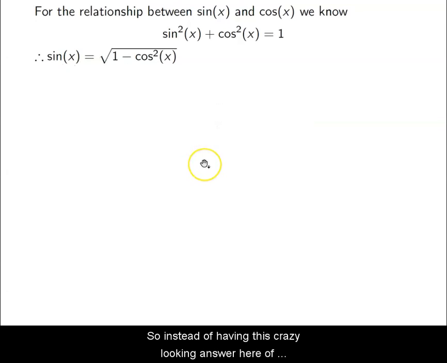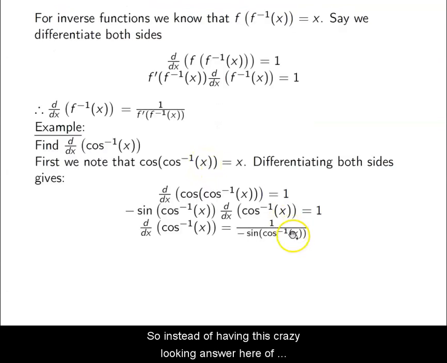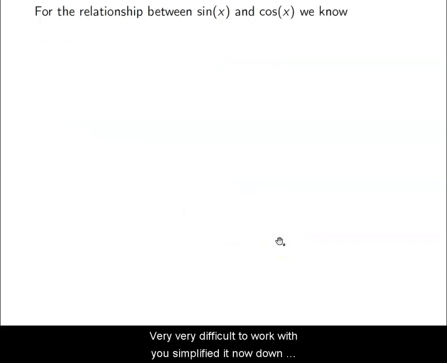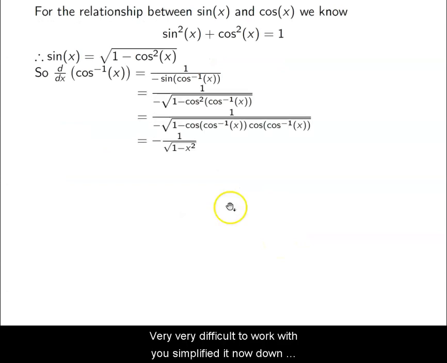So instead of having this crazy looking answer of 1 over negative sine of cosine inverse of x, which is going to be very difficult to work with, we've simplified it down into a function of x. So negative 1 over the square root of 1 minus x squared.